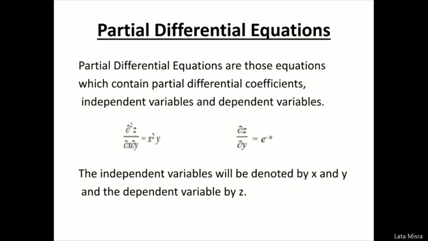The equation which has partial derivatives, independent variables and a dependent variable is known as a partial differential equation. For example, del z by del y equals e raised to minus x, where z is the dependent variable and y is the independent variable, and e raised to minus x is any function. Similarly, we have another example, del 2z upon del x del y equals x square y, where again z is dependent and x and y are independent variables.